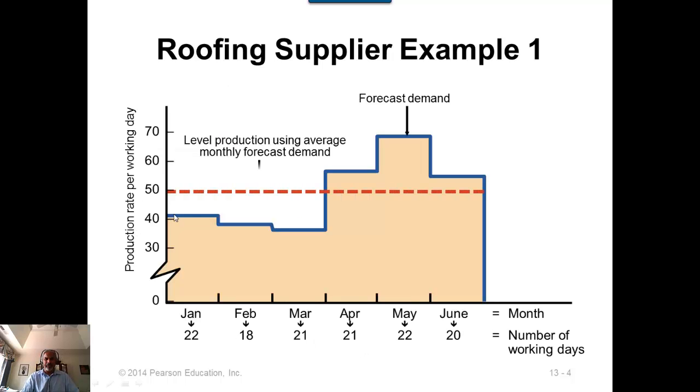So the blue line is the forecasted demand, it goes up and down, and here is the level production. This gap, what you see here, is the excess production during low demand. That will get accumulated into inventory and it will be used during the periods where demand exceeds your production rate.